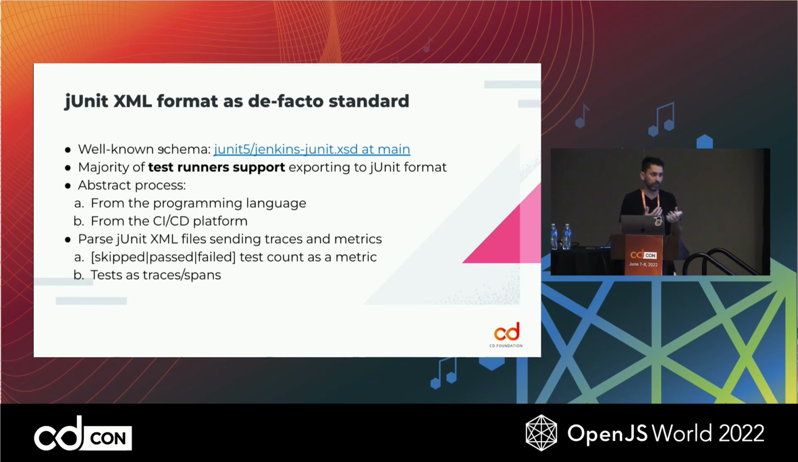And with this simple file, which is an XML file, we can abstract from the process of running the test, the CI/CD platform, and we can abstract from the programming language. So if we have multiple teams, we could do it for all of them in one shot. So parsing this jUnit XML file, we will be able to send traces and collect metrics, like the number of tests that passed, were skipped, count, and create these graphics that I share with Python for all of them.